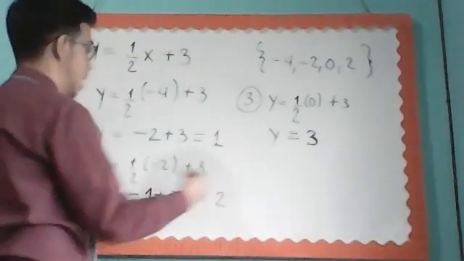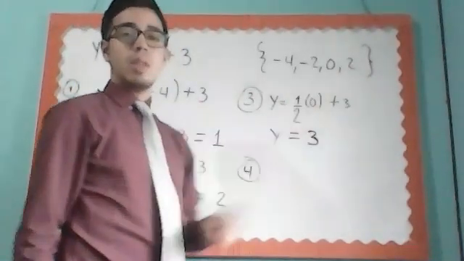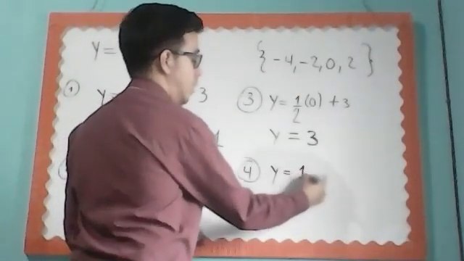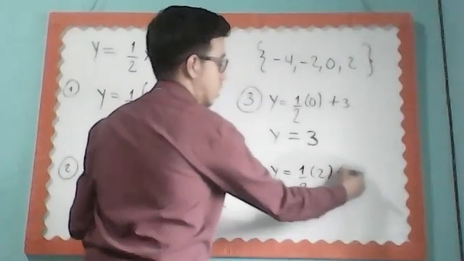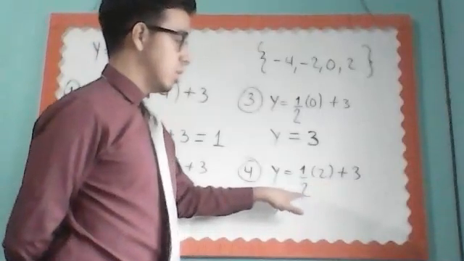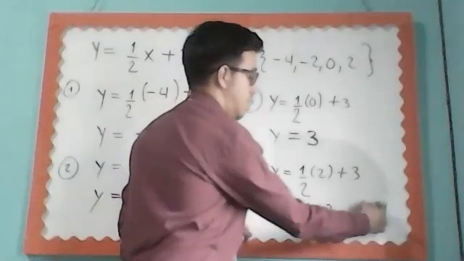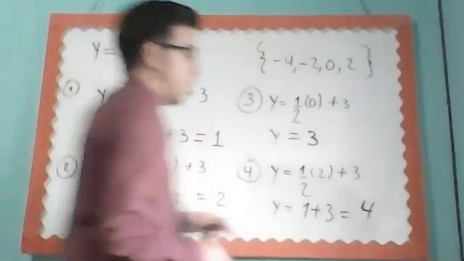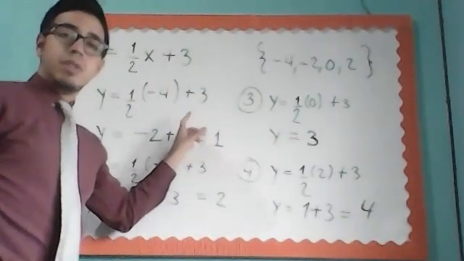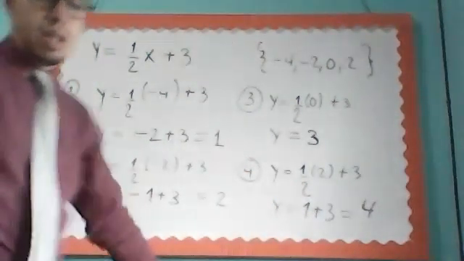In this case, y equals 3. And in the last part, you are going to write that x is equal to 2. So y is equal to 1/2 of 2 plus 3. 2 divided by 2 is going to be 1, plus 3. That is 4. And what are we going to do with these values? This is the range of the function. It starts in 1 and it's going to be finishing in 4.